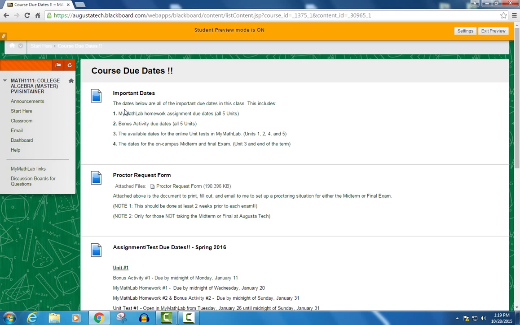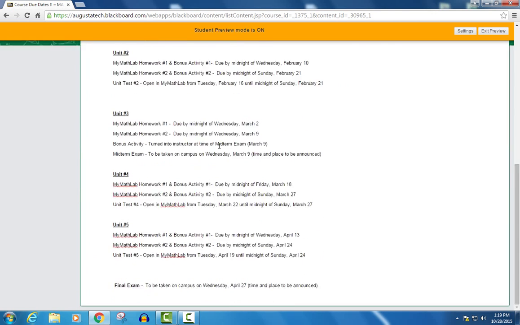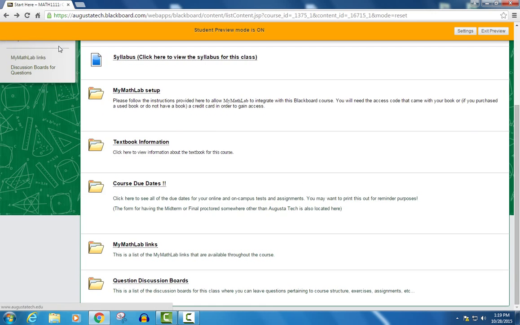Up here it just talks about what this particular document mentions. Got the MyMathLab homework assignment due dates, bonus activity due dates, available dates for the online test, and dates for the midterm and final exam, which are on campus. So that's the test dates, or course due dates folder.